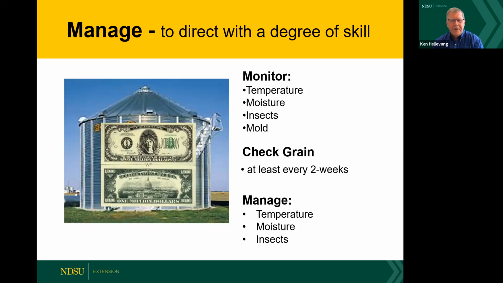I recommend that we check that grain at least every 2 weeks. We can see a lot of changes occur in a 3 or 4 week period. So if we're going to manage the grain, we need to find these changes that are occurring before they become problems, and allow us then to apply some management strategies. And some recommend checking weekly. I think at an absolute minimum, we need to check at least every 2 weeks.